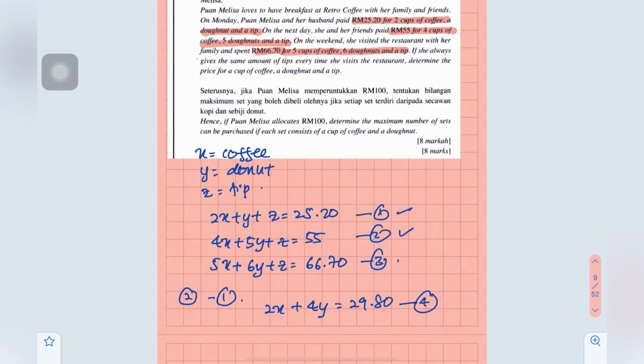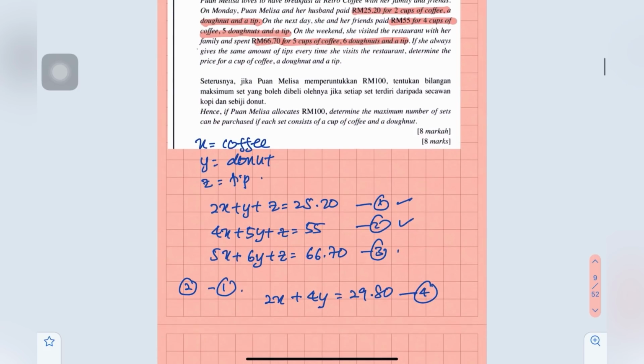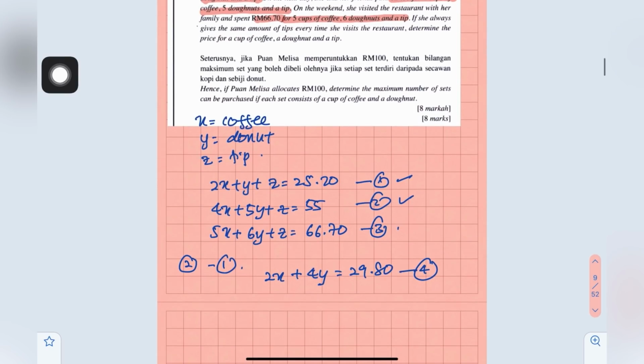Okay, ni dah guna. Okay, so then boleh jugalah guna yang tak guna lagi yang ketiga. So sekarang kita dah eliminate z. So yang ketiga ni pun kita kena eliminate z juga. So then let's say saya nak 3 tolak 2. So 5x tolak 4x is x. 6y tolak y is y. 66.7 tolak dengan 55 akan dapat RM11.70.